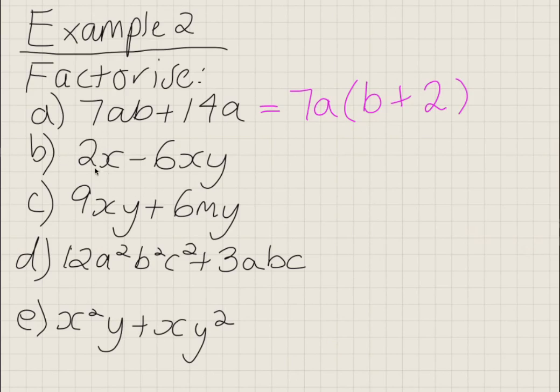Part B, 2 goes into both 2 and 6, and there's also x as well. So let's pull 2x out the front. Now 2x times what gives 2x? It's not 0, it's 1. Then 2x times what gives minus 6xy? Well, there's no y, so it has to have a y in there, and 2 times 3 is 6. So we know it has to be 3y, and there's a minus sign there, so it must be minus 3y.